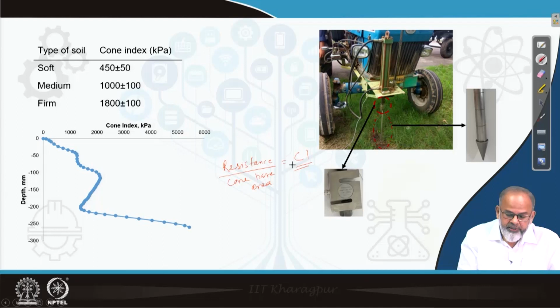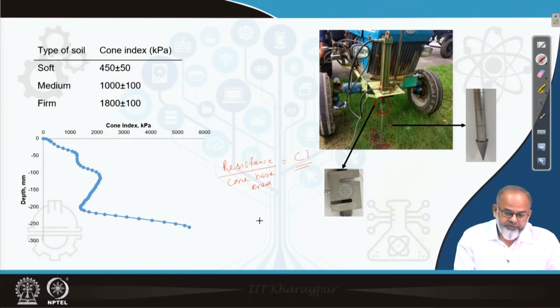So when you plot cone index versus depth, I have just indicated a sample of the nature of the curve. Then the question arises, how to measure this resistance? We can put a load cell so that you can directly take the output from the load cell.